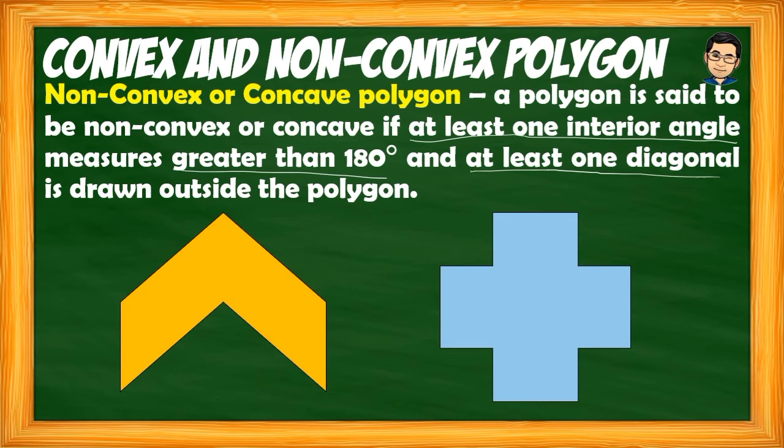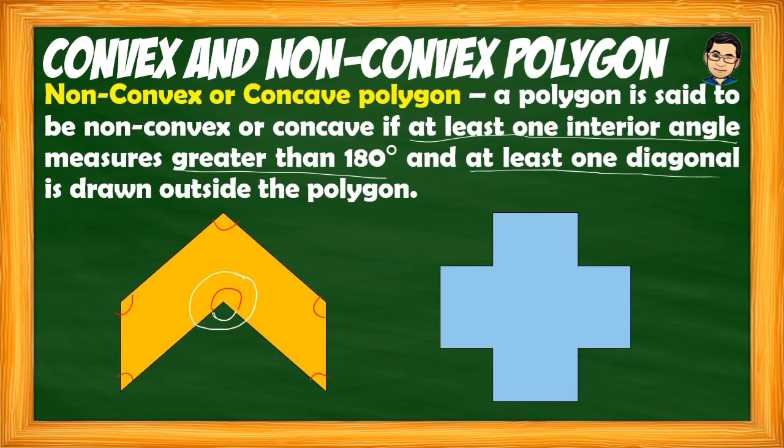So, let's have the first one, yung at least one interior angle measures greater than 180 degrees. So, ito po yung mga interior angles ng polygon na yan. Okay. Ayan. So, alin dyan sa mga angle na yan ang may sukat na greater than 180 degrees? Ito po siya. Ito po mismo. So, this one is a reflex angle. So, yung reflex angle po kasi measures greater than 180 degrees but less than 360 degrees. Okay, so meron siyang exterior angle dito. Ayan, ito, dito sa labas.